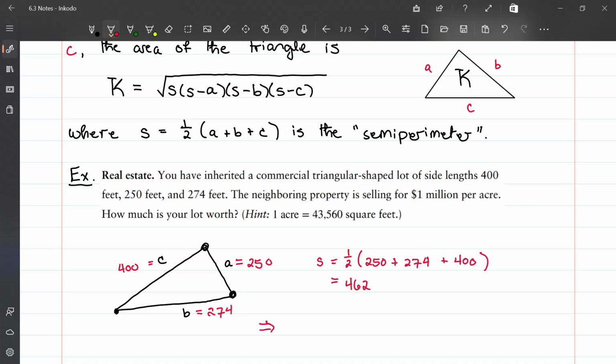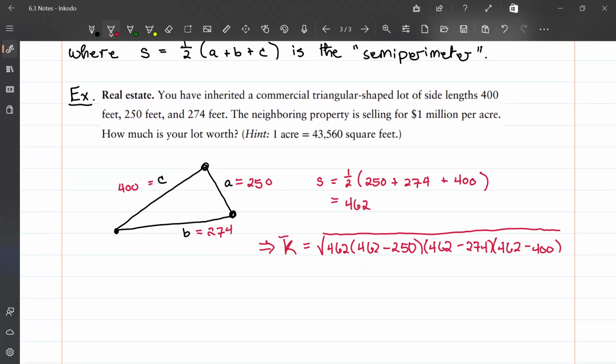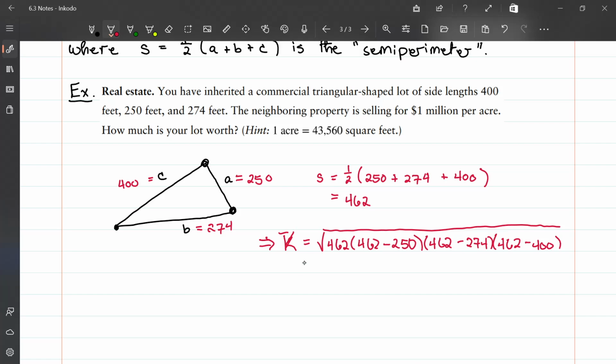And this leads us down below to be able to calculate K. If we follow the formula, it appears that we'll have 462 times 462 minus 250 times 462 minus 274 times 462 minus 400. Takes up a lot of space, but it's not a hard calculation, and it's one that I'm going to feed directly to my calculator. And the exact answer I'm getting is 33,788.0935, and so on and so forth. This is one of those variables I'm going to store to my calculator.